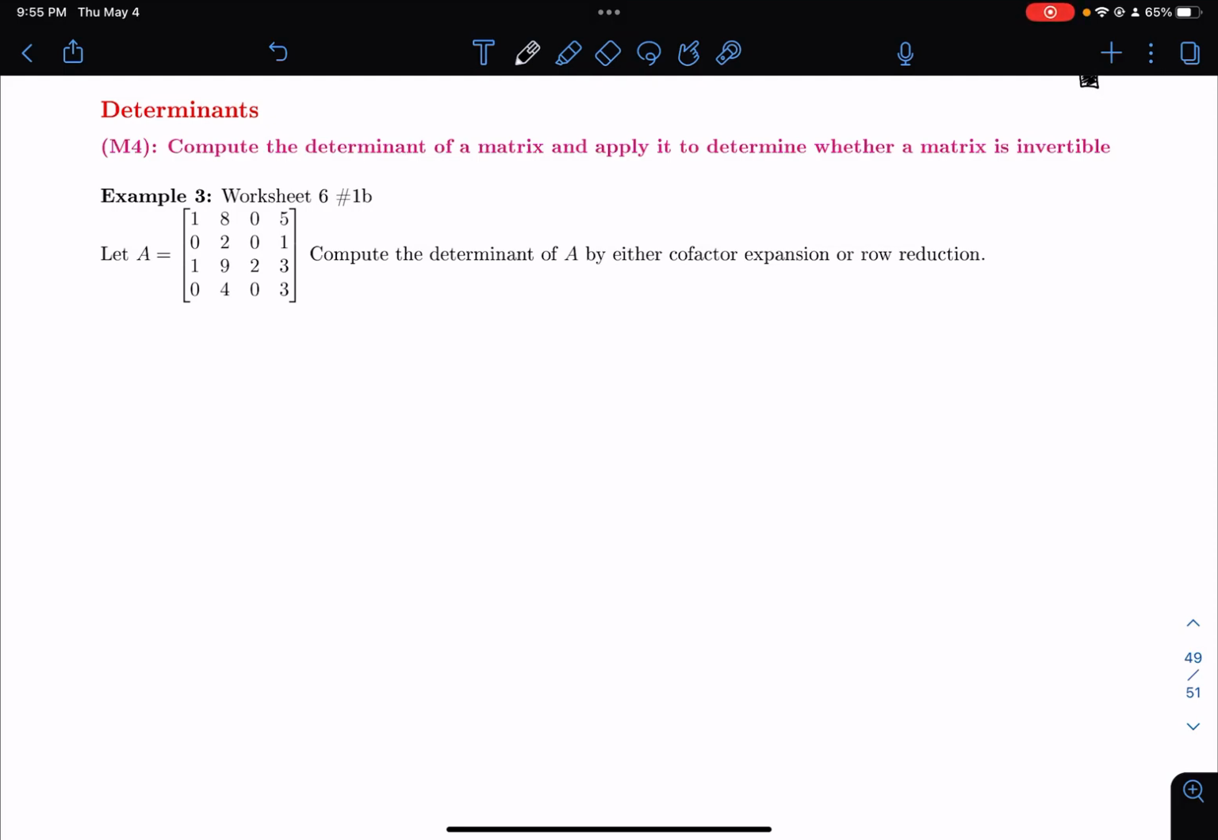In this video, we are going to do a bit of review of determinants. This is coming from chapter 3 in the text. And the standard that this corresponds to is M4. M4 is about computing the determinant of a matrix and being able to apply it to determine whether a matrix is invertible or not. Okay.